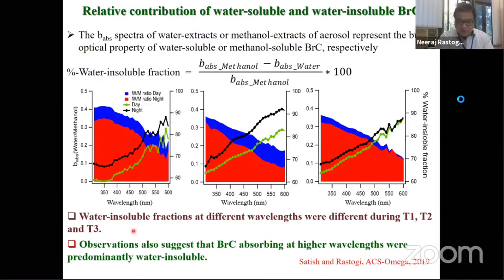And observation also suggests that BRC absorbing at higher wavelength were predominantly water insoluble. So this right side axis is the percentage water insoluble fraction, and you see it is going up to 90%. So that means if you are going to a higher wavelength, these BRC species are relatively more water insoluble. Actually, both you can see that it is not crossing 0.4. So that means only 40% maximum at this wavelength is water soluble. Remaining is insoluble.